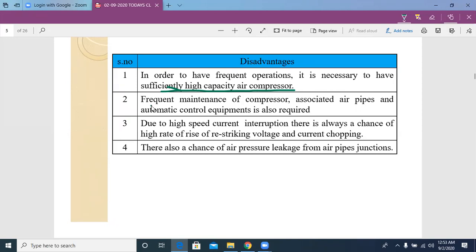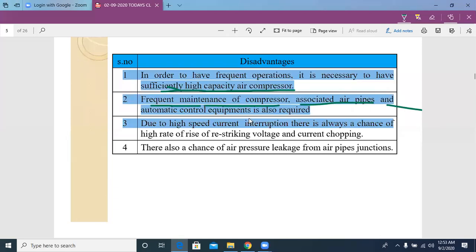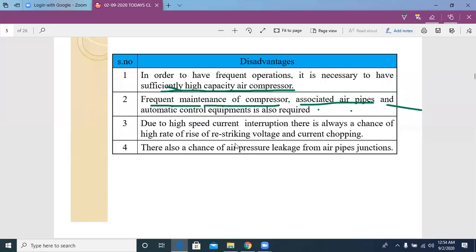Next one is frequent maintenance for the compressor and associated accessories like air pipes and automatic control equipment. Some accessories we need to replace with respect to time.